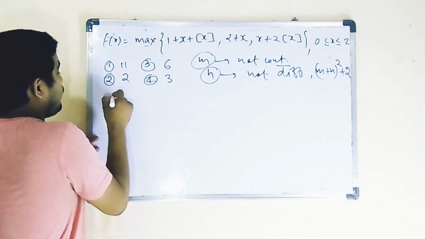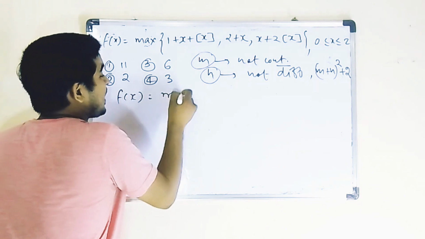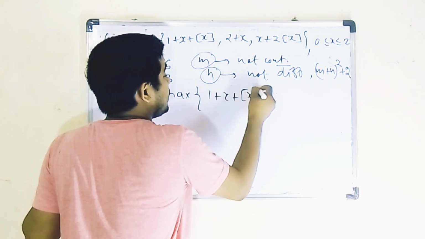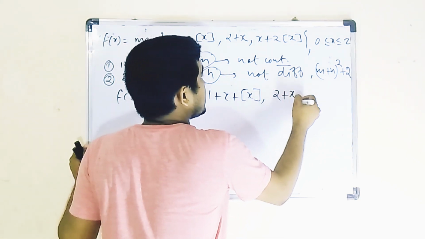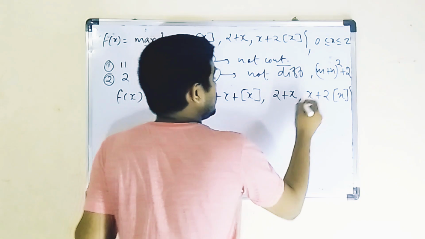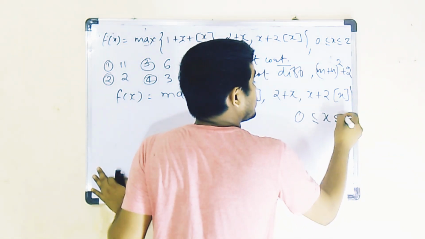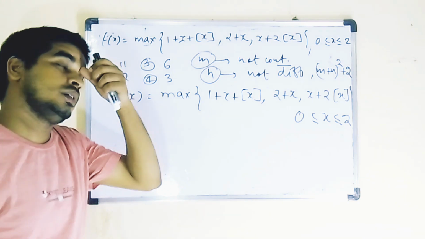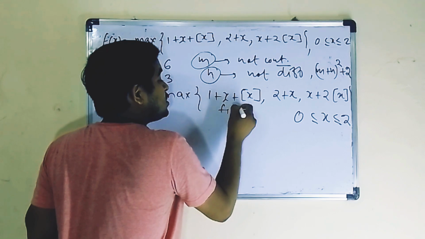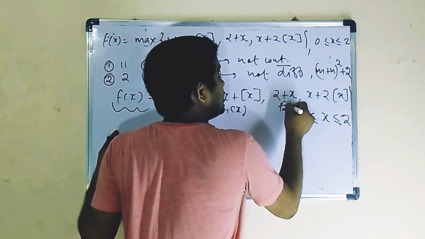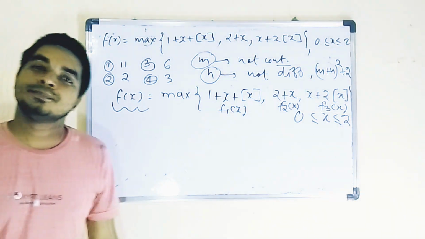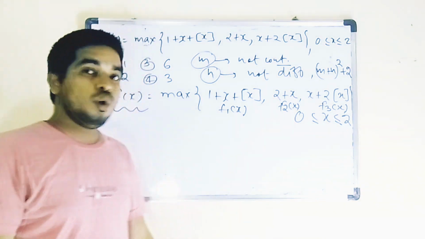If you see, f of x equals the maximum of 1 plus x plus the greatest integer function of x, 2 plus x plus twice the greatest integer of x, with 0 less than or equal to x less than or equal to 2. Agree? If I ask how many functions are inside f of x, suppose this is f1x, this is f2x, and this is f3x. Agree? Yes, sir, no issue.